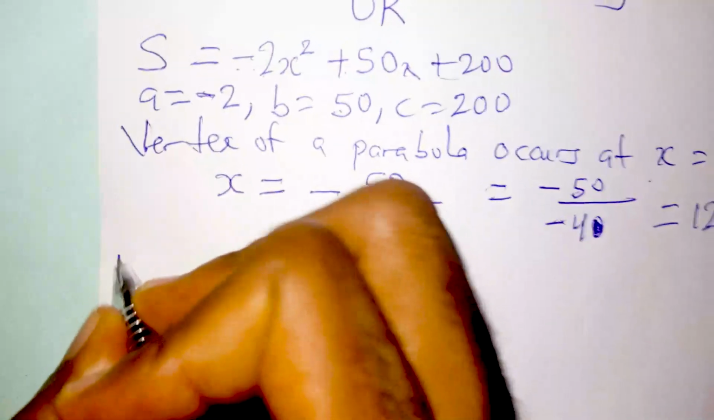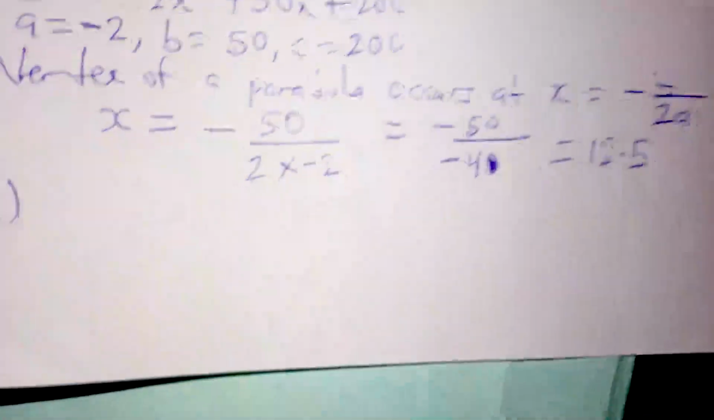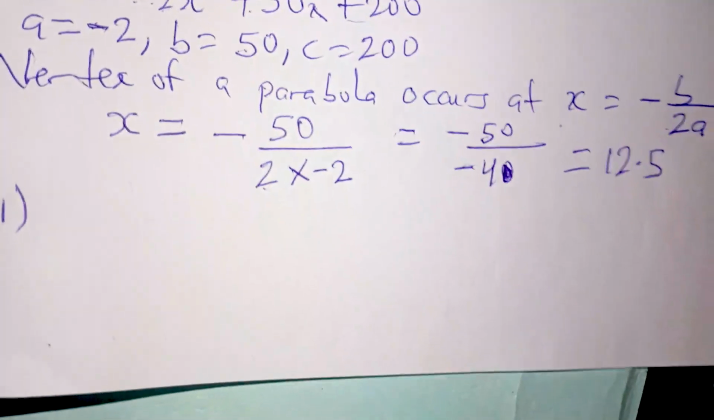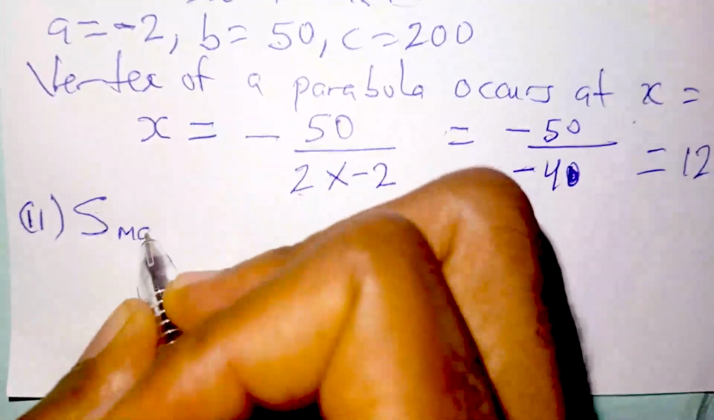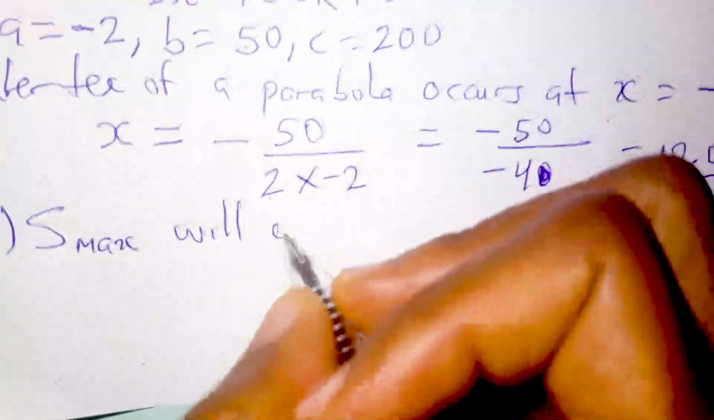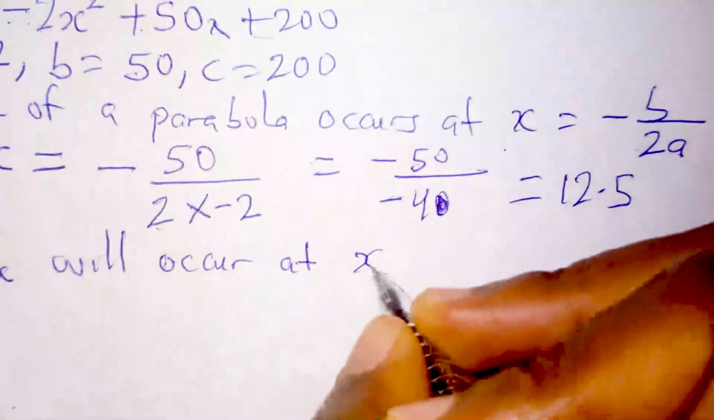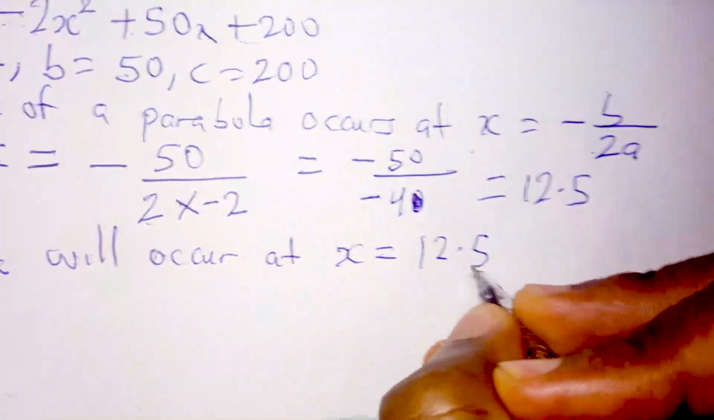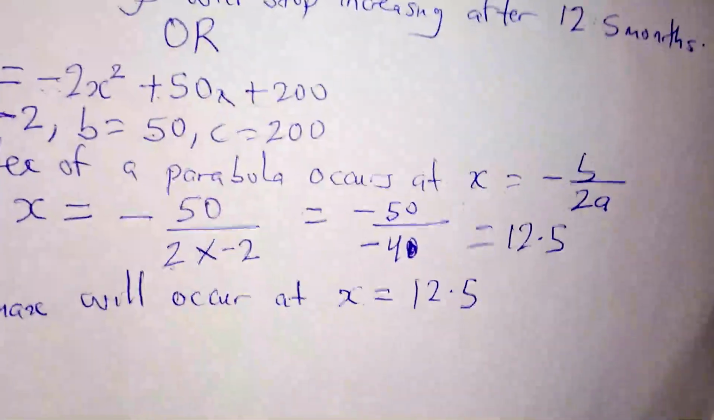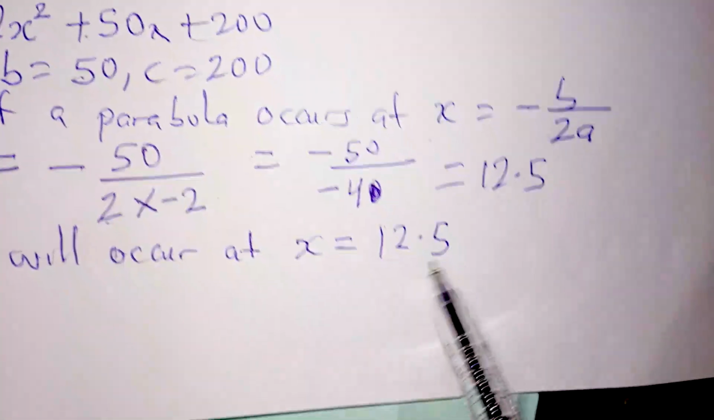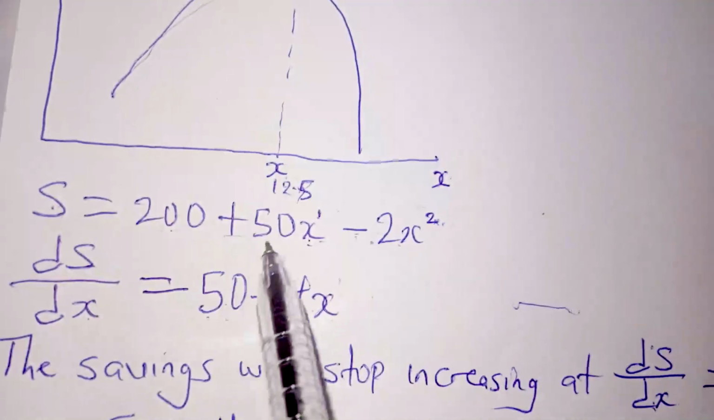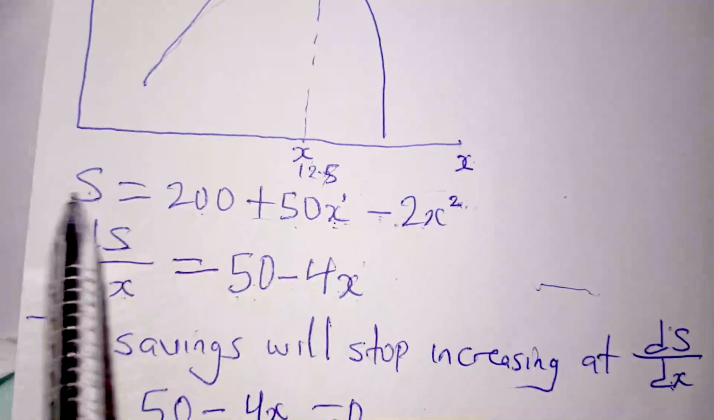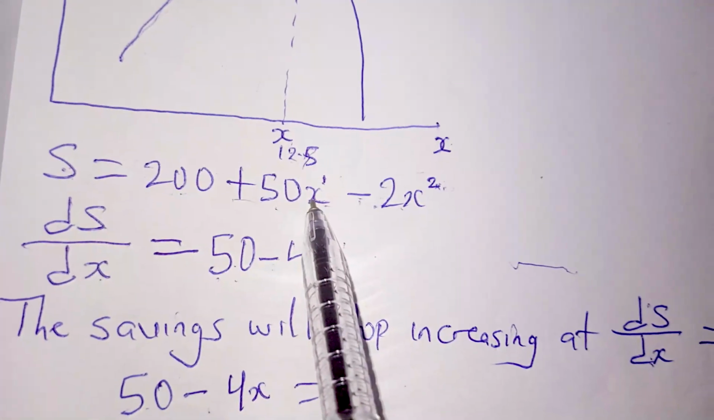So we are done with the first question. Now the second question is, what is the maximum savings going to be? The maximum savings, say we call that S max, will occur at the turning point, the vertex, which we already got to be x equals 12.5. So this is just like saying find the value of S when x is 12.5. And how will you do that? Just put x equals 12.5 into this relation. You want to find S, you know x to be 12.5.